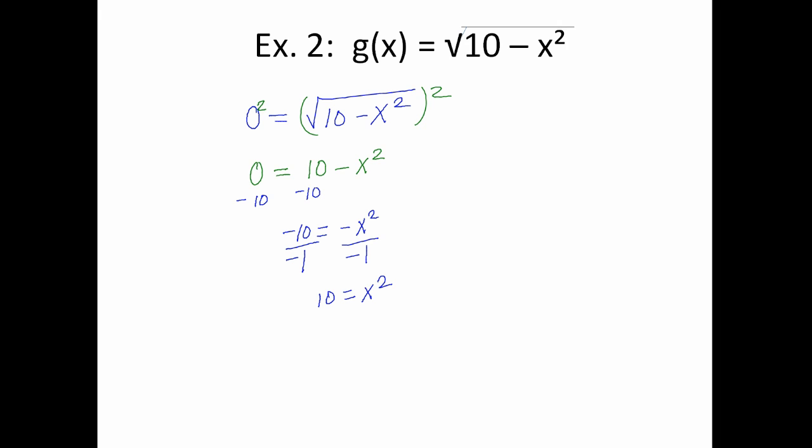So now I need to go back and I need to square root in order to find the value of x. So I'm going to take the square root of both sides, and I'm going to say that x is equal to positive and negative square root of 10, because I have two values when I take the square root of a number. It can either be the positive or negative side. So let's take a look at what that looks like on a graph.